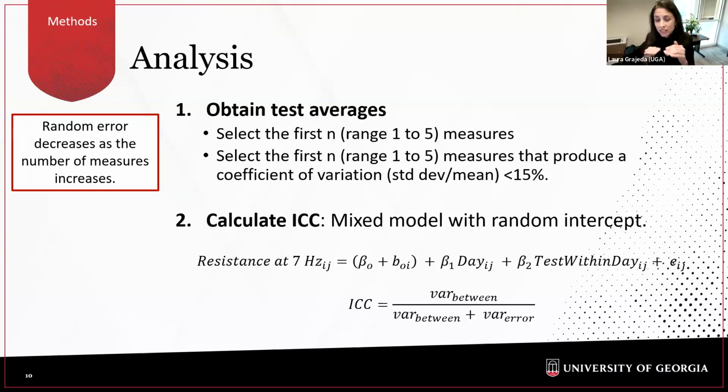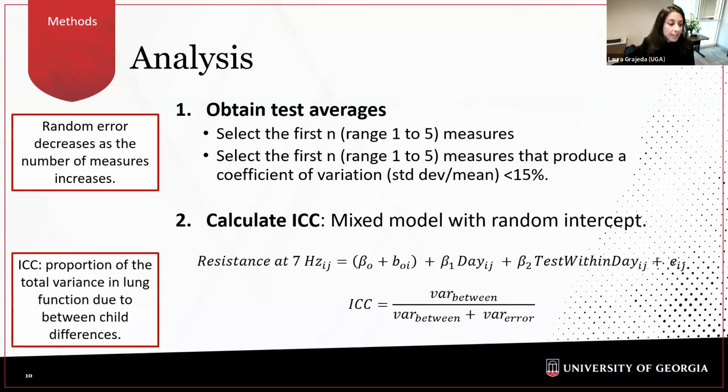Because the tests were conducted so close in time, we assume that this error term is mostly composed of measurement error. And then to find the intraclass correlation coefficient, I use the variance between child divided by the total variance. The intraclass correlation coefficient can be interpreted as the proportion of the total variance in lung function due to between-child differences.